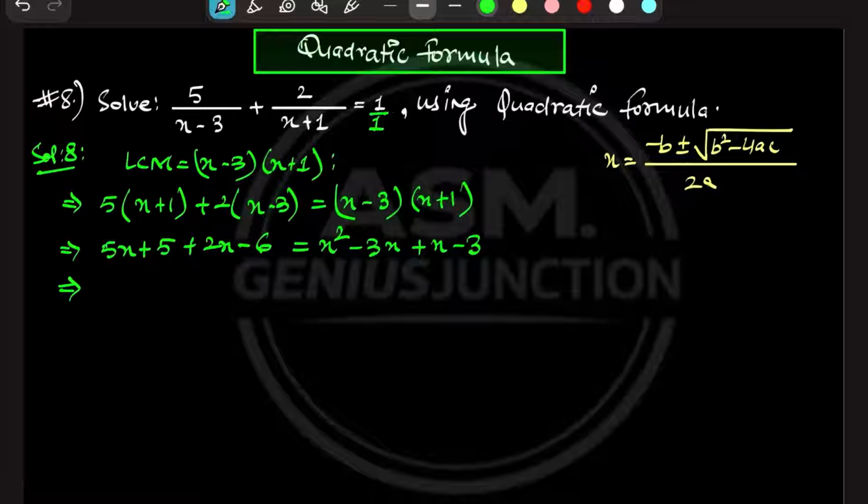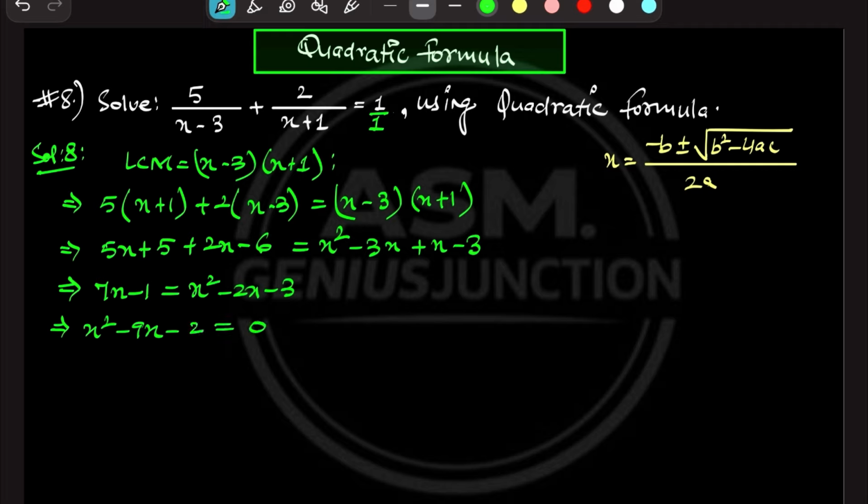I will arrange the terms. So I'm going to get 7x minus 1 equals x square minus 2x minus 3. Shifting everything on one side of the equation, I'm going to get x square minus 2x minus 7x, which gives you minus 9x, and minus 3 plus 1 gives you minus 2 equals 0. So now we have a quadratic equation, x square minus 9x minus 2 equals 0.